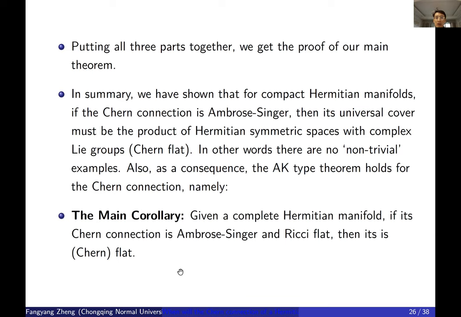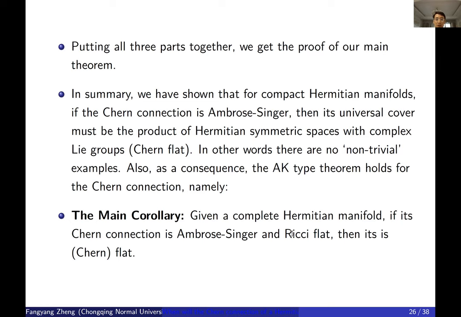Namely, if you have a Hermitian manifold where the Chern connection is Ambrose-Singer, if it's Ricci flat, then it will be flat. This is because even for a Hermitian symmetric space, if it's Ricci flat, it's flat, and the other component is already Chern flat. So this Ricci flatness basically controls the Kähler component, right? So in other words, the AS theorem has a Chern analog, basically.